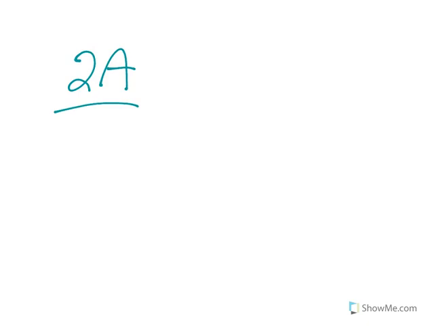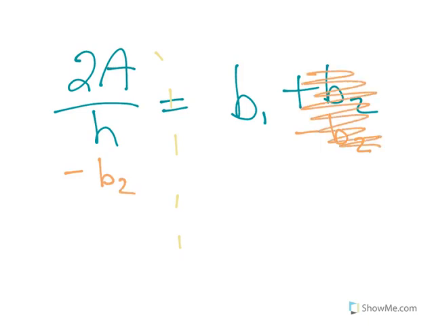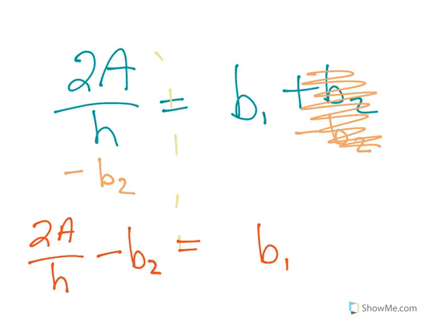Let's move to a new page. So I have 2A over H equals B1 plus B2. That's all that's left. So now I can say, okay, if I want to get B1 by itself, I've got to get rid of B2. And if I'm adding B2, what's the opposite? I'm going to subtract B2. So minus B sub 2. B sub 2 minus B sub 2 is 0. So I'm left with B sub 1 equals 2A over H minus B sub 2.